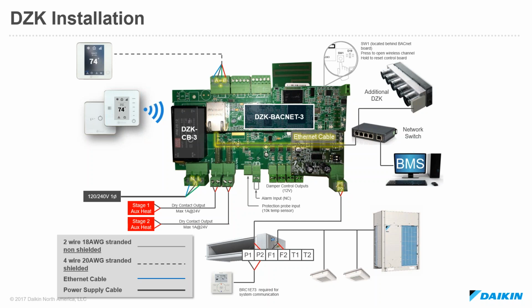I do just want to point out, I mentioned here SW1 is used to open the wireless channel. You can also use the wired thermostat once you've connected that in to open the radio channel for pairing those wireless thermostats. So you have a couple different options. Sometimes the switch is easier. Sometimes it makes a little bit more sense to do that from the wired thermostat.